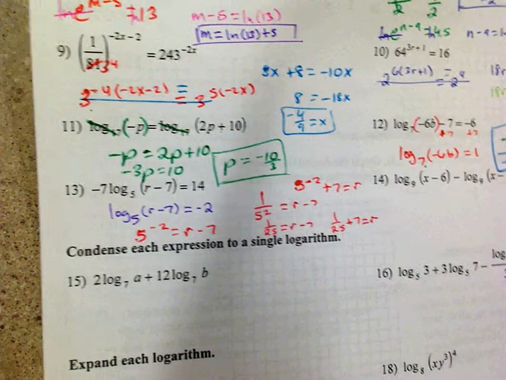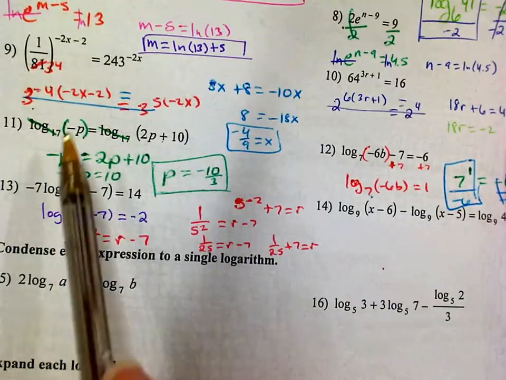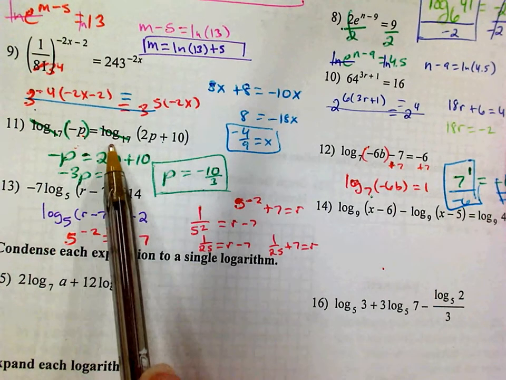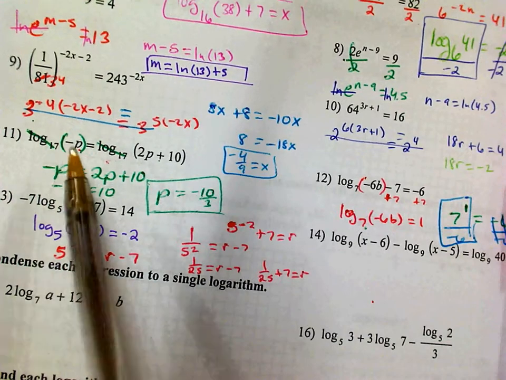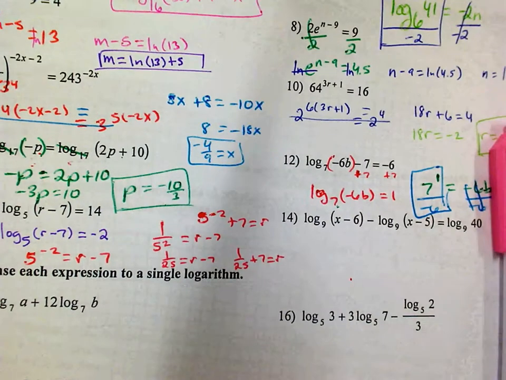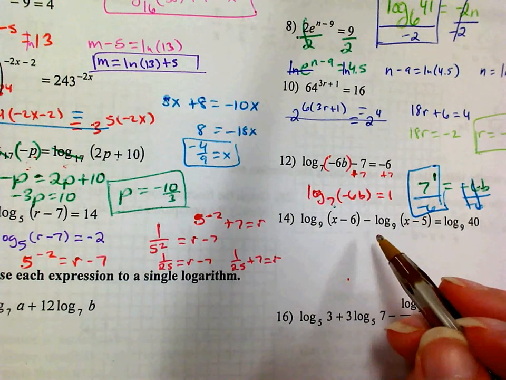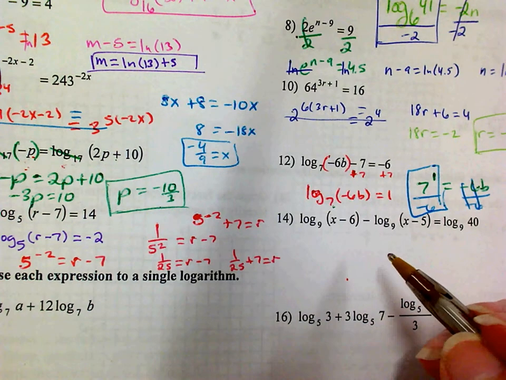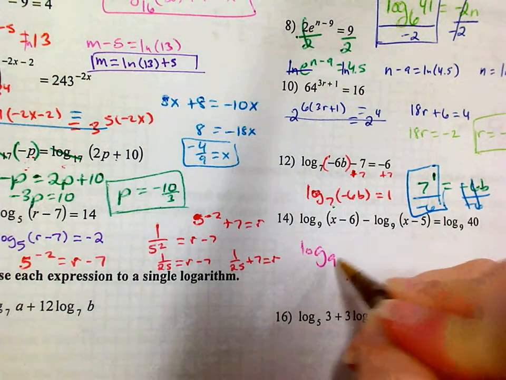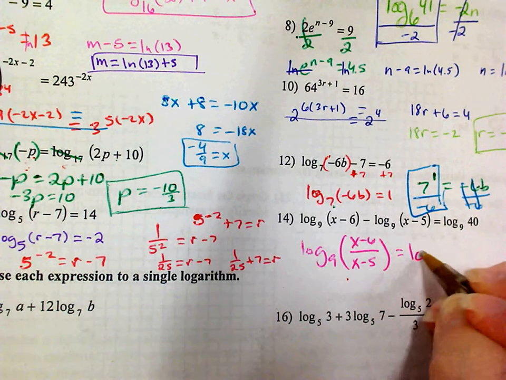Okay. Now this right here looks somewhat close to that in that we've got logs on both sides, but I've got 2 logs on this side. The only time you can cancel out logs like we did here is when there's one log equal to another. Well, thankfully, I know of a way to make it just one log, and that is to combine these two logarithms. These two logarithms are separated by subtraction. When two logs are separated by subtraction, we combine them using division. So log base 9 of (x minus 6) over (x minus 5) equals log base 9 of 40.